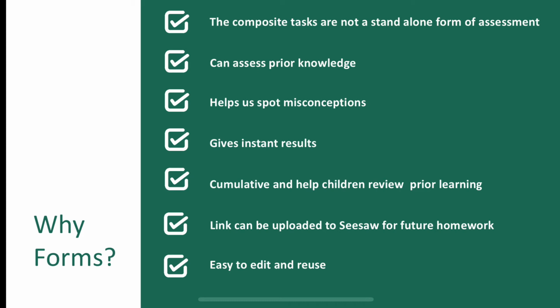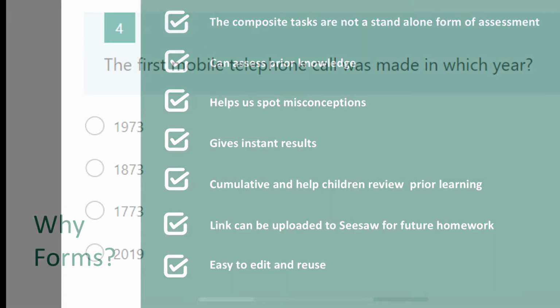It gives us instant results. There is no marking involved. The teacher clicks a button and the results are there. They are also cumulative and help children review prior learning. So as children work their way through Courthouse, they have access to all the quizzes they've done before. So our Year 6 children have access to Year 3 quizzes, Year 4 quizzes, Year 5 quizzes, and all of the Year 6 quizzes, so that knowledge builds on itself. The links can also be uploaded to Seesaw or other virtual learning platforms during a pandemic or for future homework, and they are really easy to edit and reuse and tweak if we need to.